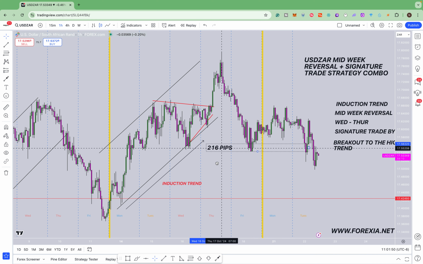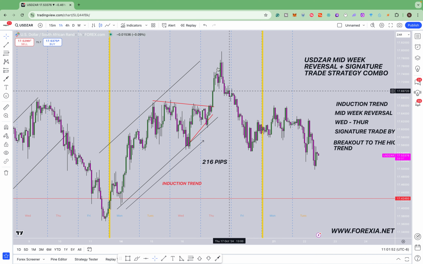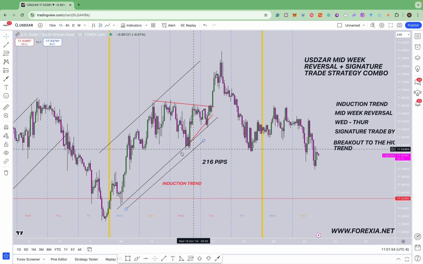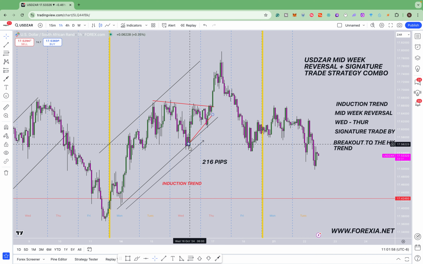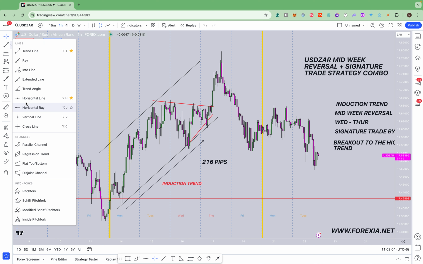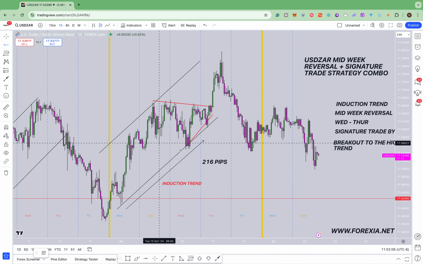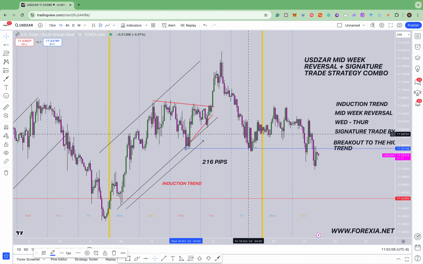216 pip reversal. And what would we target? We would target the previous lows. So in this case, we would target this previous low of the trend, or this previous low as well. You could use 2 take profits here. And we can see price came exactly to this point. Because why do we know price was going to come to this point?